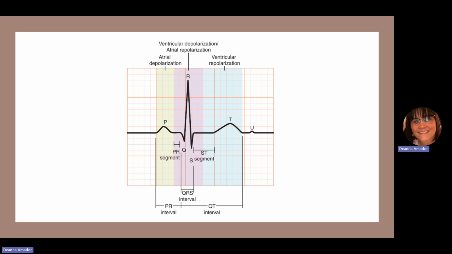This next slide, I really like because it shows the intervals and how to map them out. This is something you can reference back to if you don't remember how to map out a PR interval or a QRS segment. You can look back onto this slide, and it shows very well exactly where the measurements should be taking place.